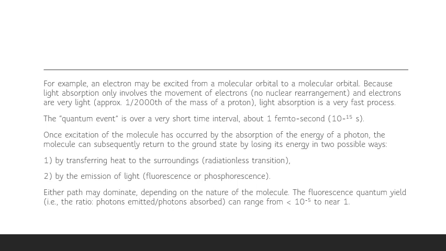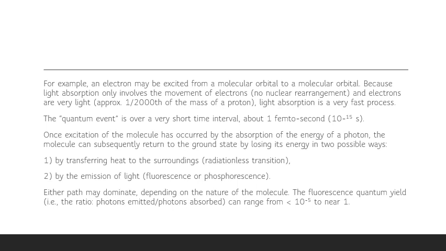For example, an electron may be excited from one molecular orbital to another molecular orbital, because light absorption only involves the movement of electrons, with no nuclear rearrangement, and electrons are light, approximately 1 upon 2000 times the mass of a proton. Light absorption is a very fast process. It is so fast that 1 femtosecond is needed for this event.